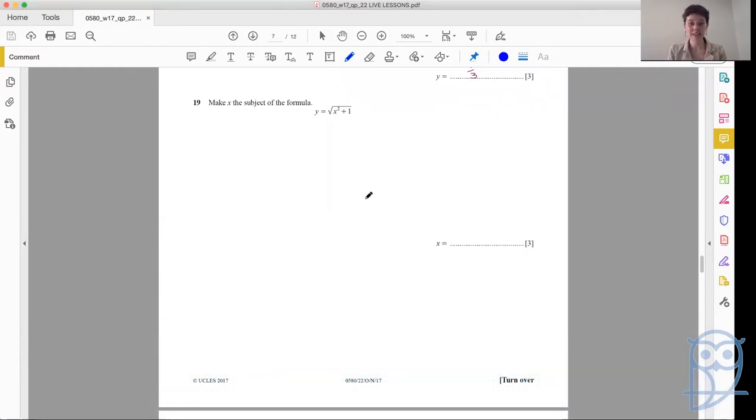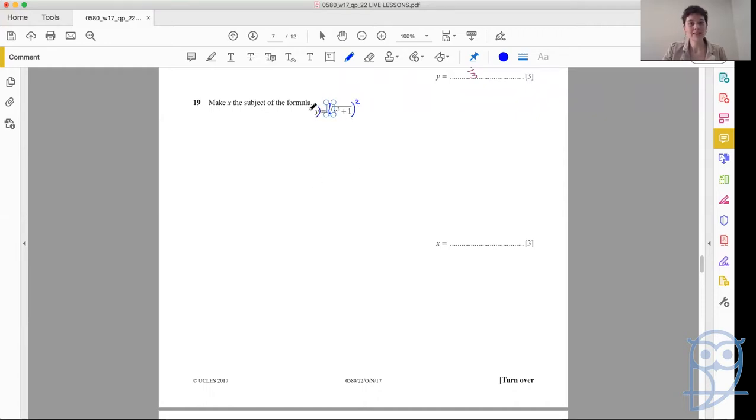So looking at question 19, make x the subject of the formula y equals square root of x squared plus 1. So we need to rearrange, and we need to shuffle things around so that x stands on its own. Because make x a subject means we have to have an x equals whatever else is on the other side. So we have y equals the square root of x squared plus 1. The first thing we need to do is get rid of that square root. So in order to do that, we're going to square it, because the opposite of a square root is squared.